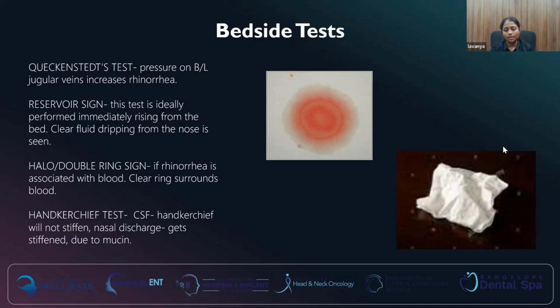This will not be there if you're looking at conditions like allergic rhinitis, where patients can also have rhinorrhea. The other one is the handkerchief test. CSF, when collected on a handkerchief, will not stiffen it, unlike nasal discharge due to allergic rhinitis or a common cold, because those have mucin and CSF does not have mucin, so they can stiffen the handkerchief. So this is known as the handkerchief test.